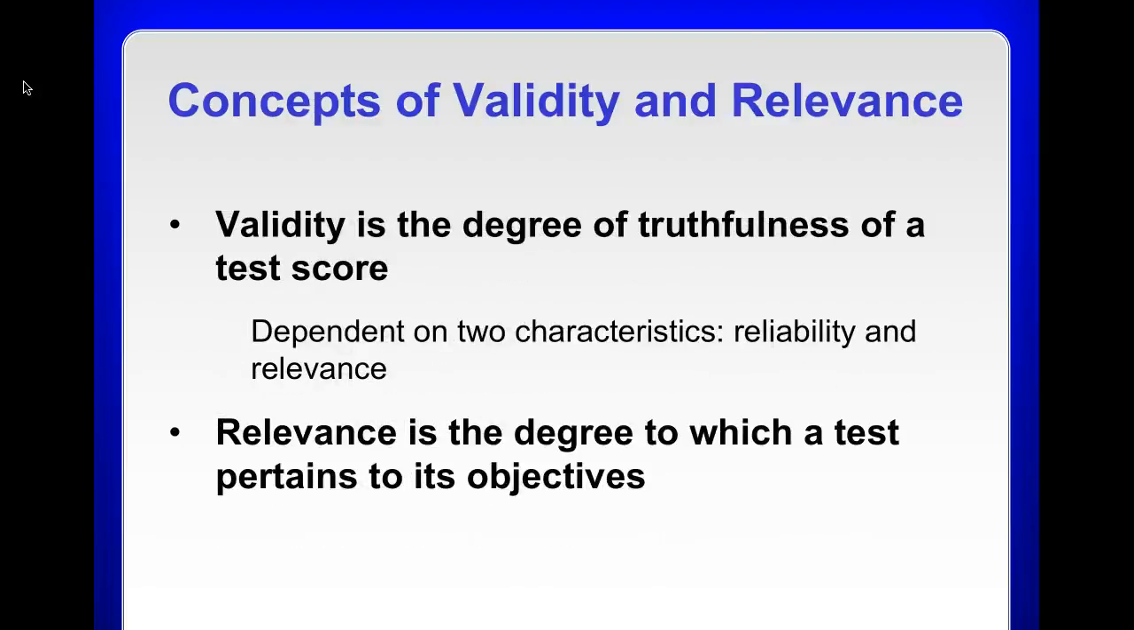Concepts of validity. Validity is the degree of truthfulness of a test score, depending on two characteristics: reliability and relevance. You need the test to be reliable in order for it to even be valid. Relevance, on the other hand, is the degree to which a test pertains to its objectives. So it has to be relevant to what you're testing. If you're testing basketball players and their reactive time, whatever test you do has to pertain to basketball players. You can't have a valid statement without the test being relevant to that population.